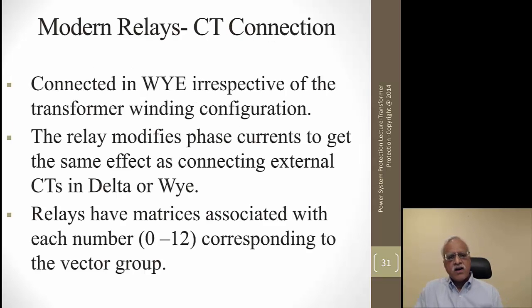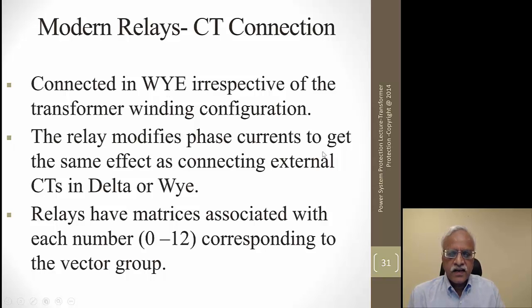So in the case of modern relays, we always connect CTs in Y. It is a lot easier. But if you have an existing electromechanical relay that is being replaced by a microprocessor based relay, you don't want to go back and rewire this. Sometimes they keep the same. So you have to be very sure how you set the microprocessor based relay, like how the CTs are connected. So in most of the cases, it is connected as Y irrespective of the transformer winding.